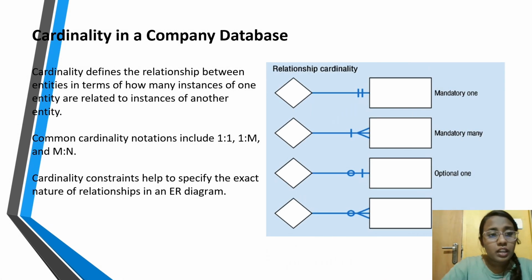Next one is cardinality in a company database. Cardinality defines the relationship between the entities in terms of how many instances of one entity are related to instances of another entity. So common cardinality notations include 1:1, 1:M or M:N. So, one to one, one to many, or many to many. All these are types of cardinality constraints.